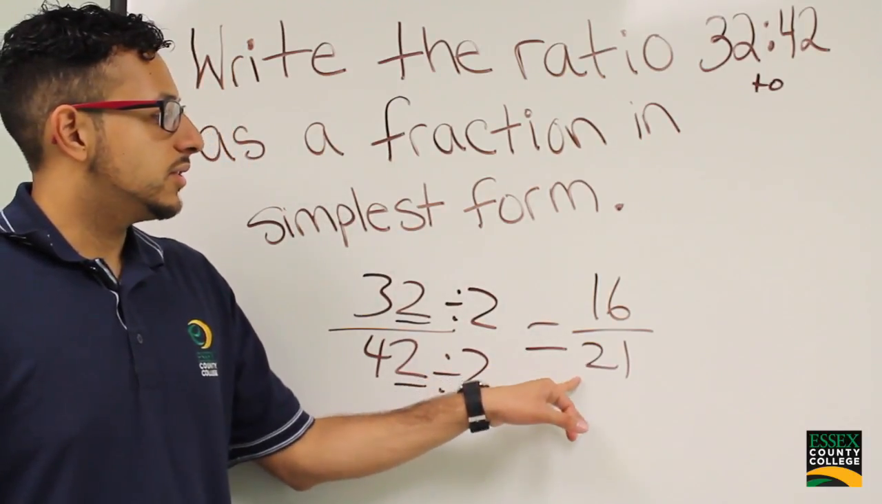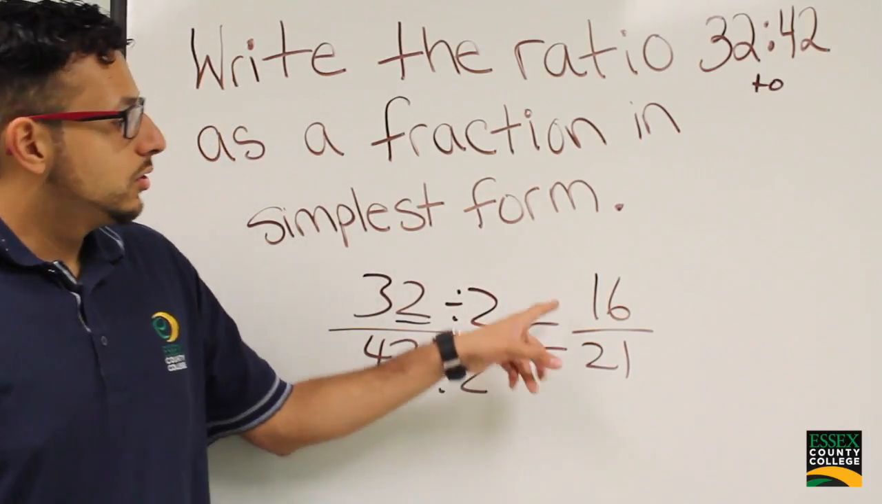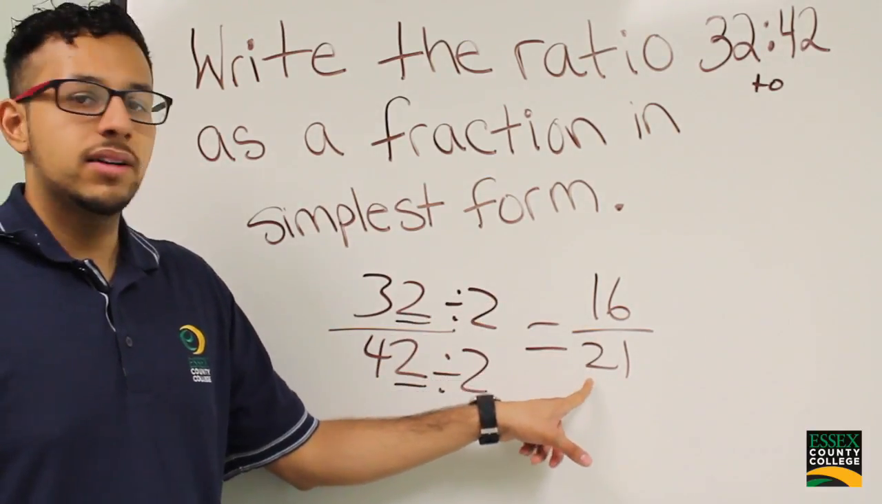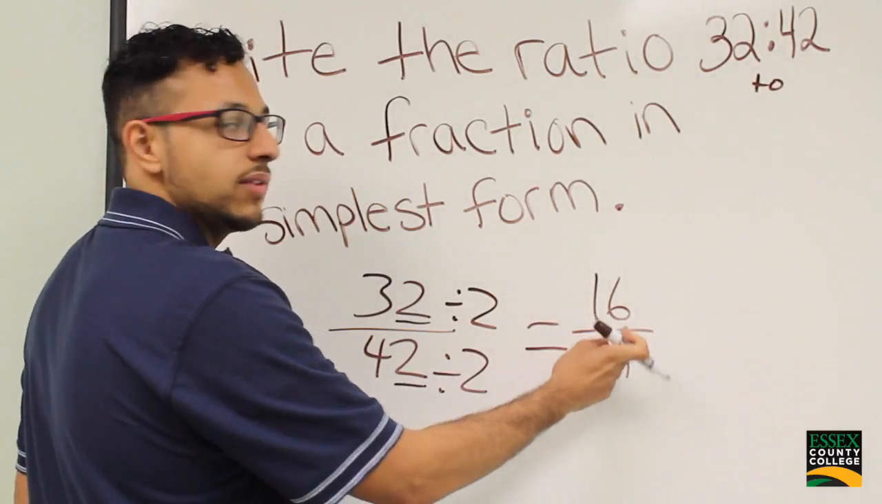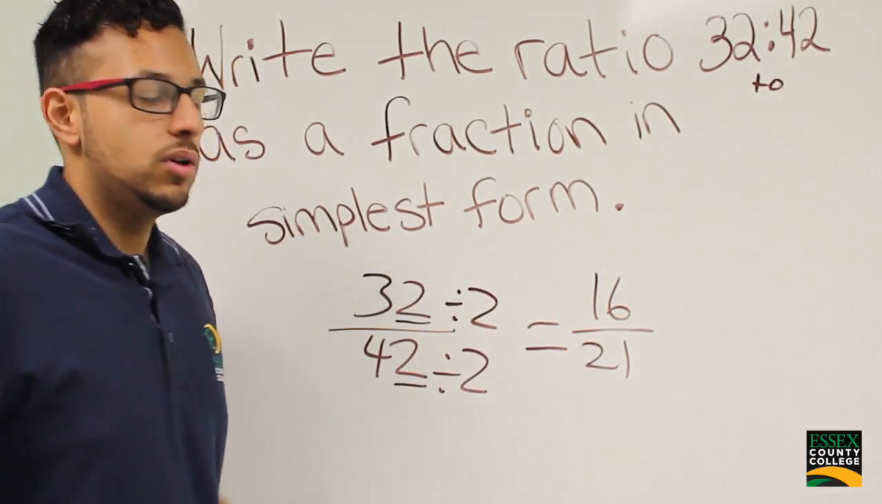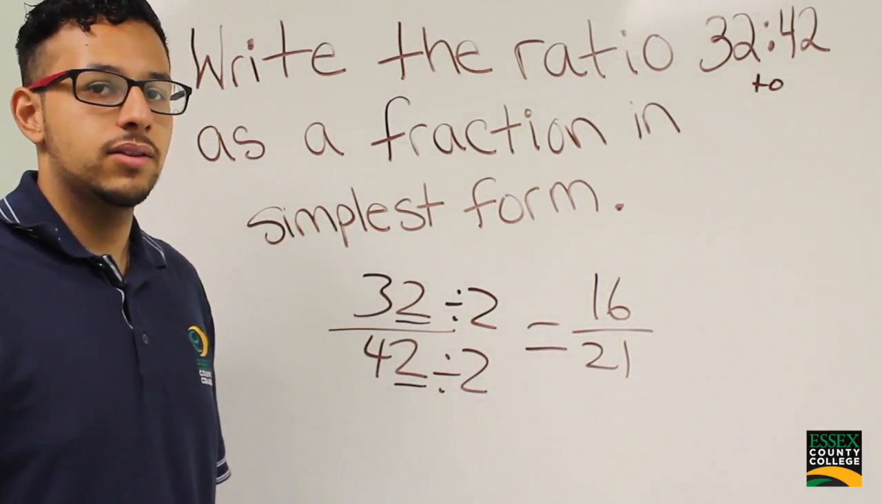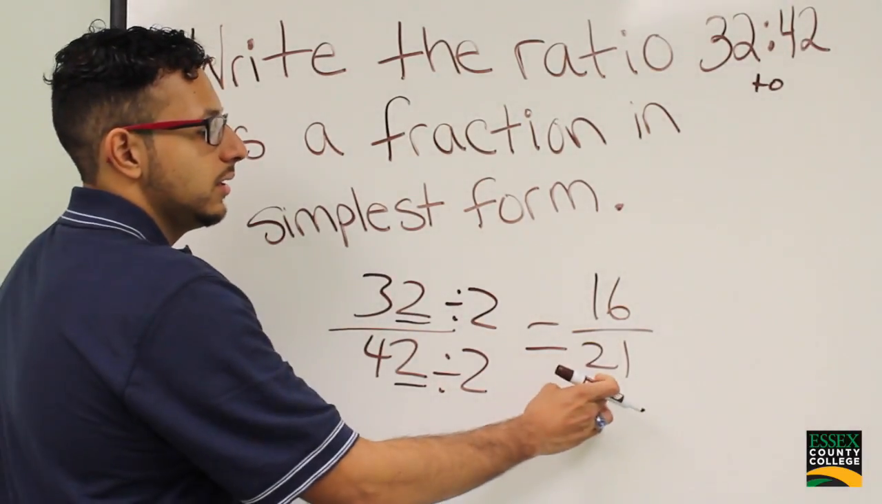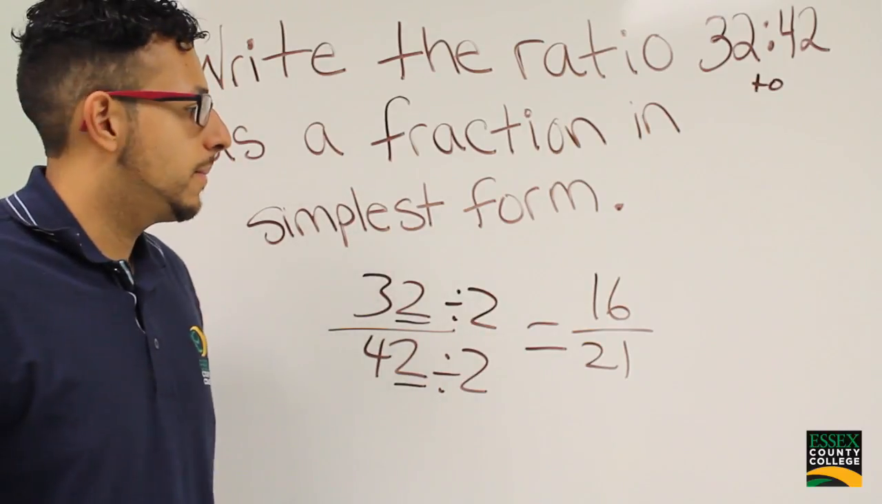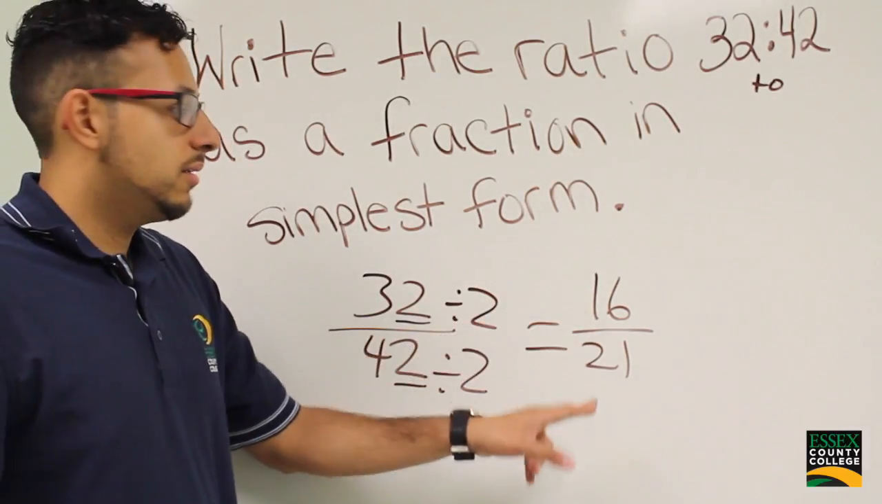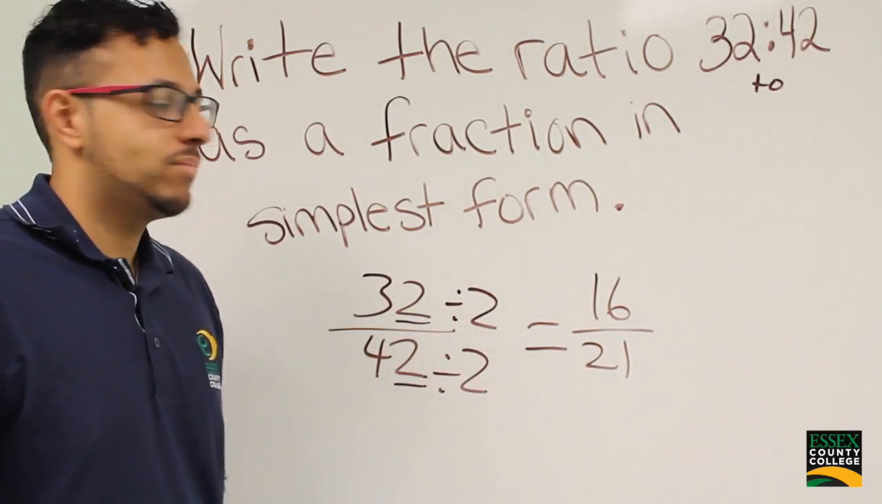Now we have to ask ourselves, is this in simplest form? Does 16 and 21 have a common factor? This ends in an even number and this ends in an odd number, so 2 is not a common factor. We see 3 can go into 21, but can 3 go into 16? No. 4 can go into 16, but 4 can't go into 21.